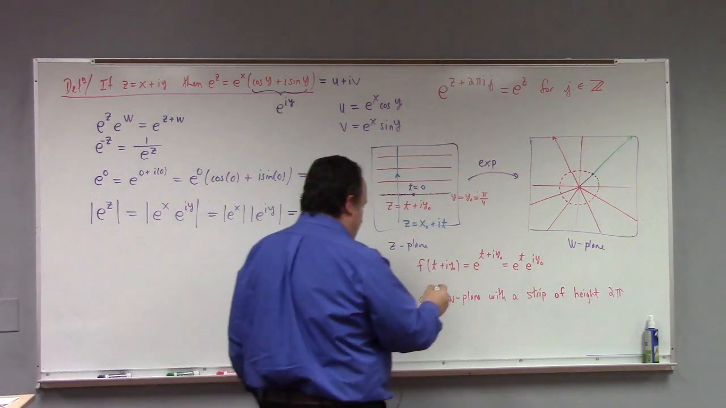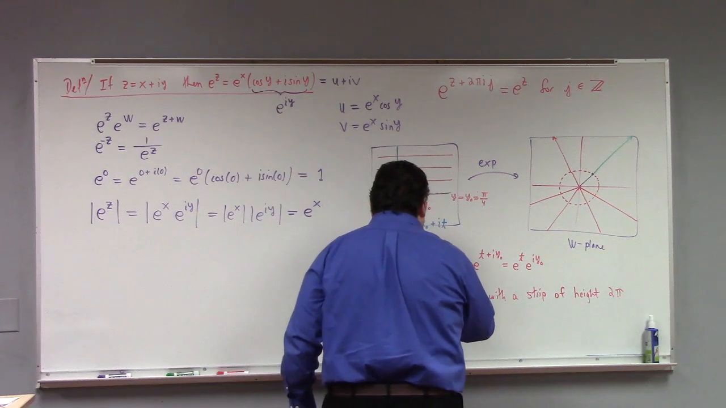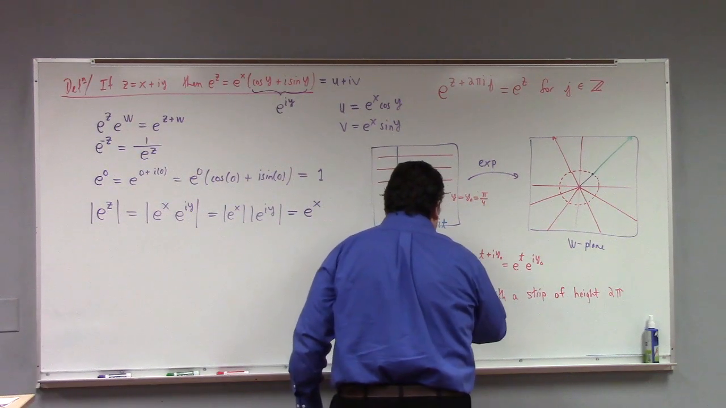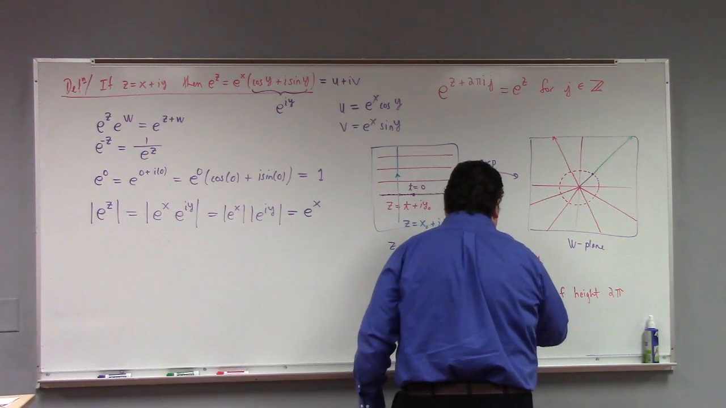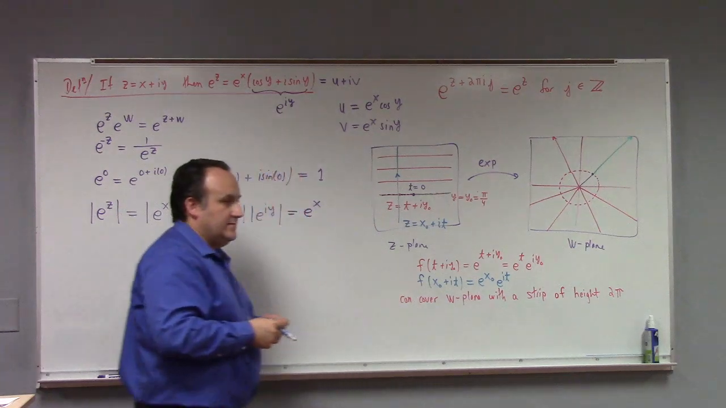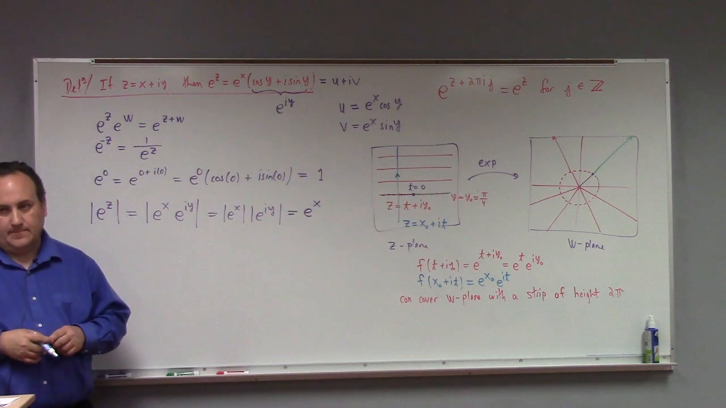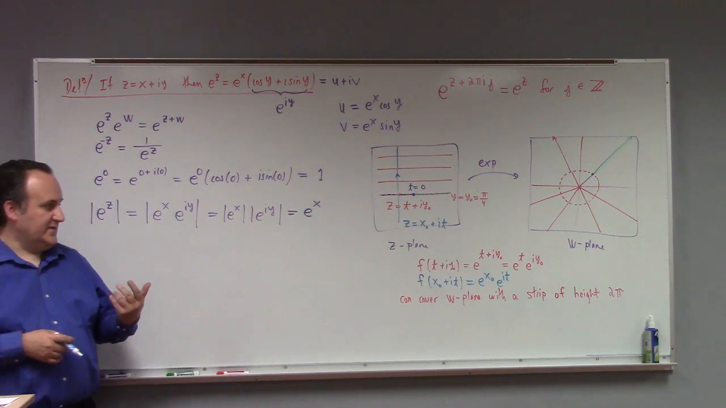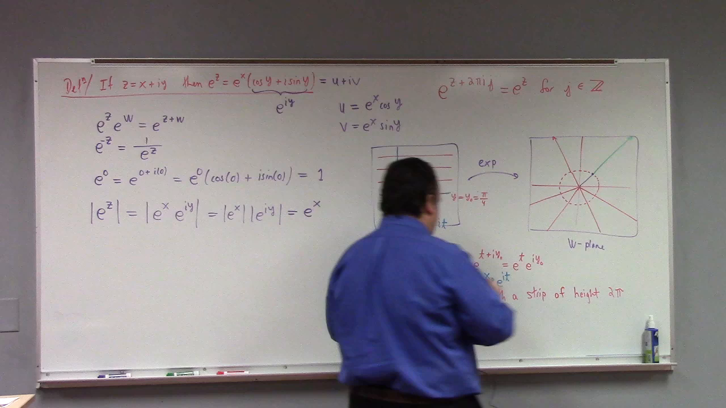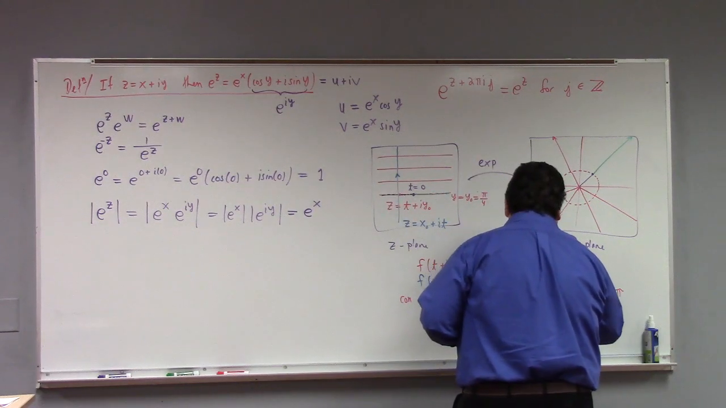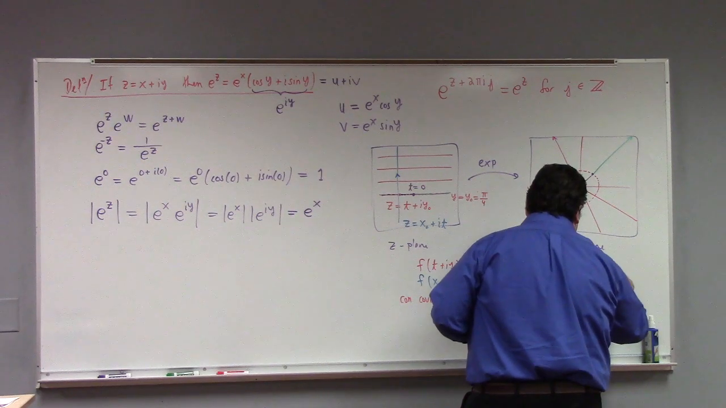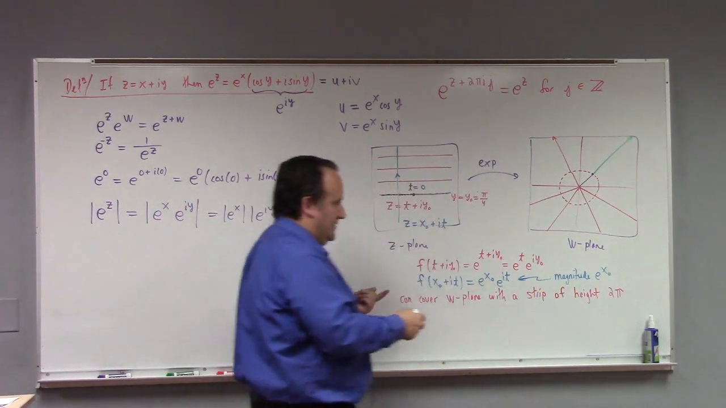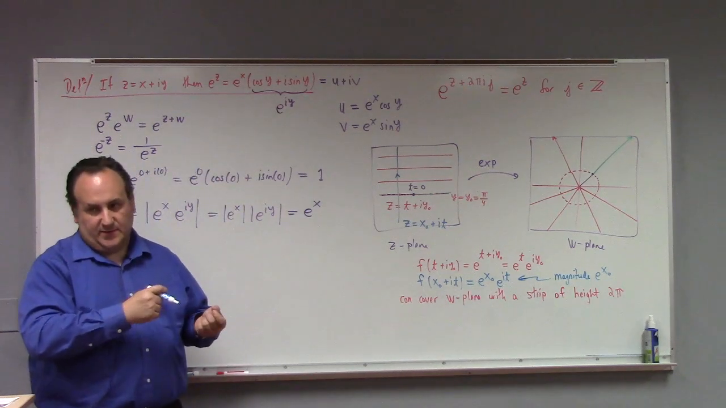And so if I feed f of x naught plus it into this, I get e to the x naught times e to the it. And what is that? So the output, as t varies, what's the magnitude of this output? E to the x naught. So in other words, every output of this has the same distance from the origin in the W plane.